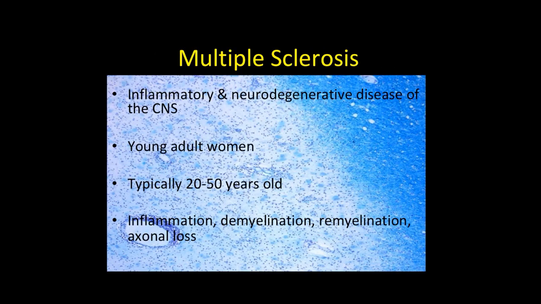So what is multiple sclerosis? Well, it's an inflammatory and neurodegenerative disease of the CNS, usually affecting young adult women, typically 20 to 50 years old. Don't forget, that range is all the way up to 50 years old. You can have, from time to time, older patients presenting with demyelinating disease. And we'll see inflammation, demyelination, remyelination, and axonal loss at pathology.